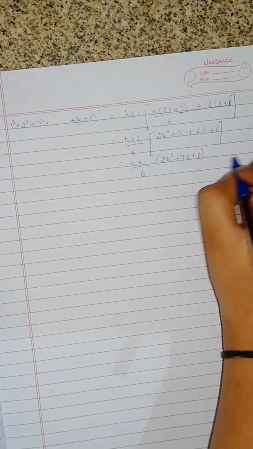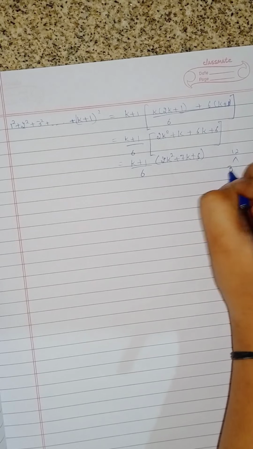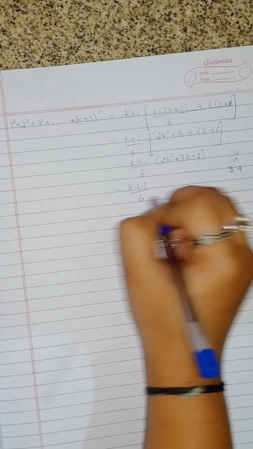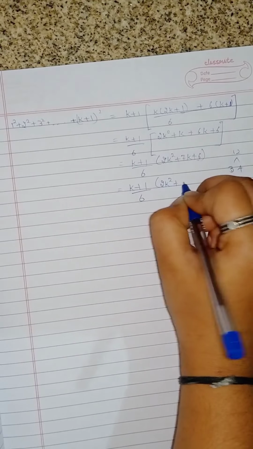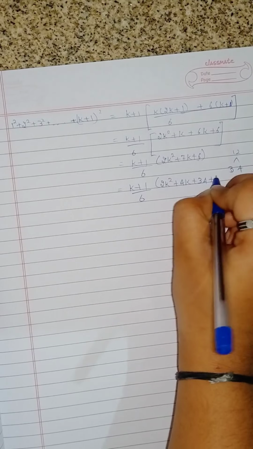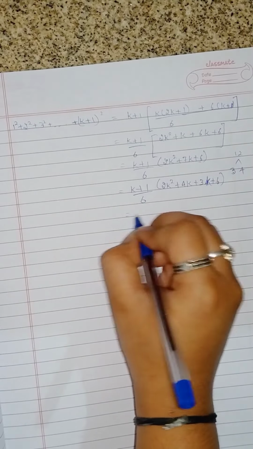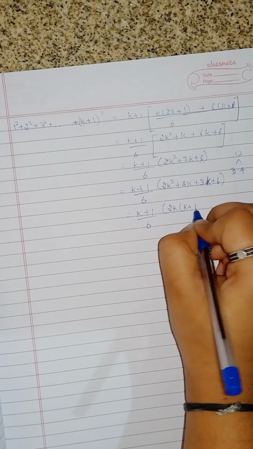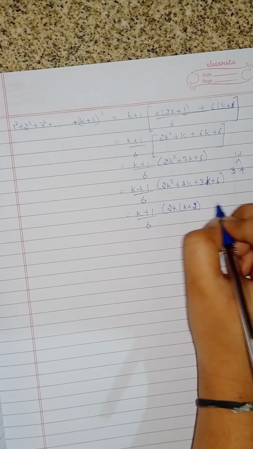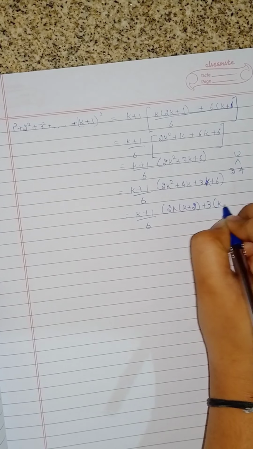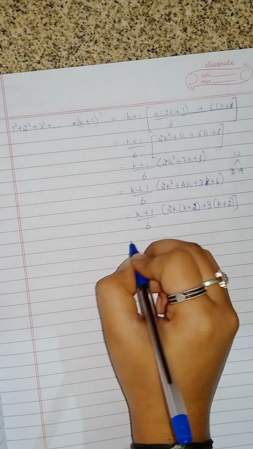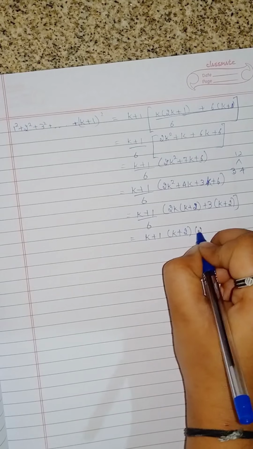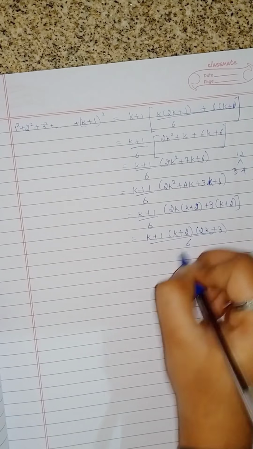We have to solve this, and 12 can be written as 3 into 4, and 3 plus 4 is 7. So therefore, k plus 1 by 6 into 2k square plus 4k plus 3k plus 6. If I take 2k common, k plus 2 is remaining, and if I take 3 common, k plus 2 is remaining. Therefore, k plus 1 into k plus 2 into 2k plus 3 by 6.